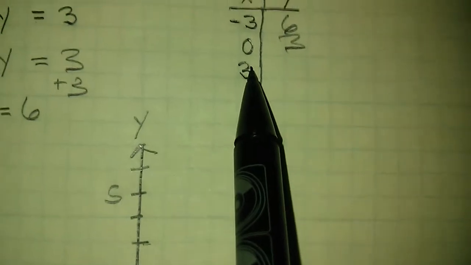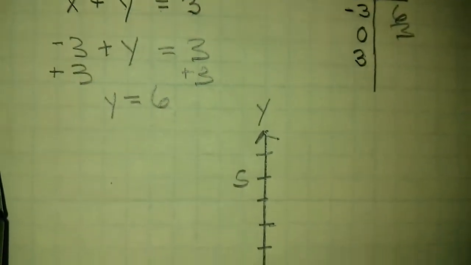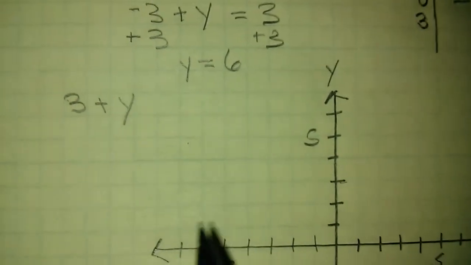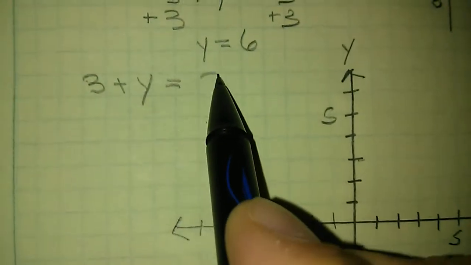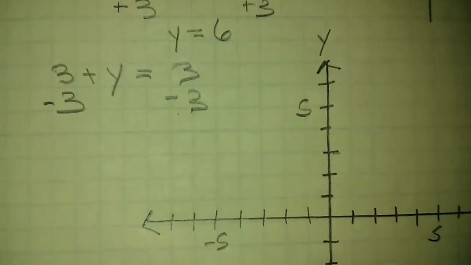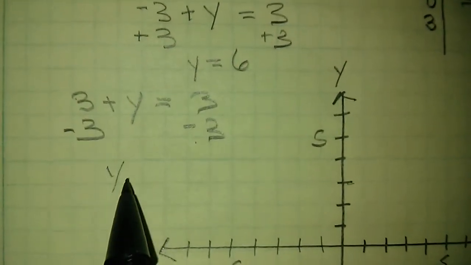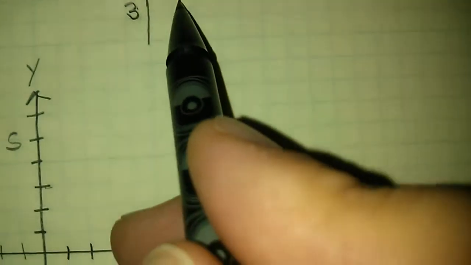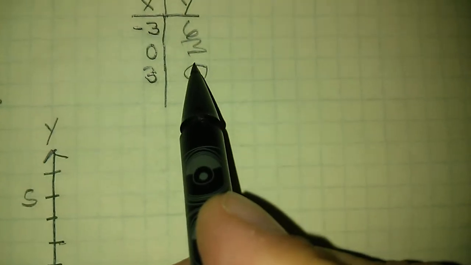Now we're going to plug in a 3 for x. So we've got 3 plus y equals 3. Solve for y. Subtract 3 from both sides. Y equals 3 minus 3, 0. There's our 3 data points.